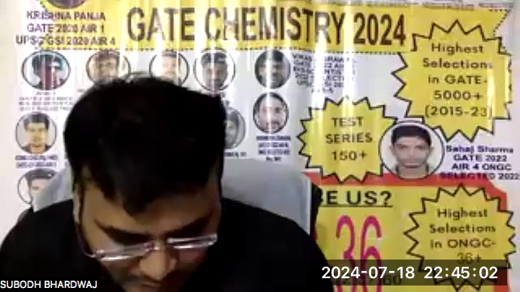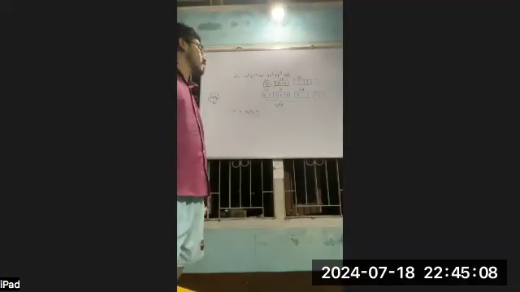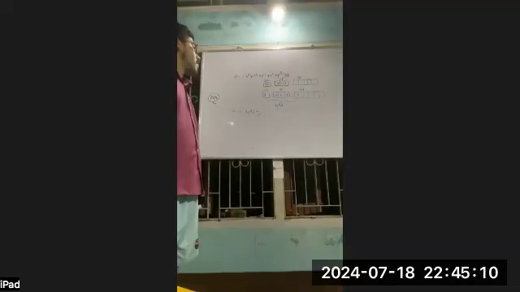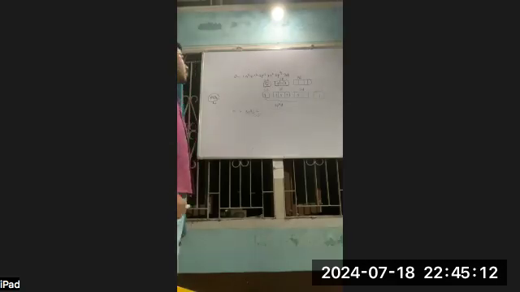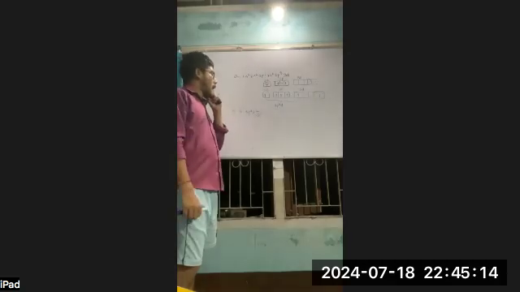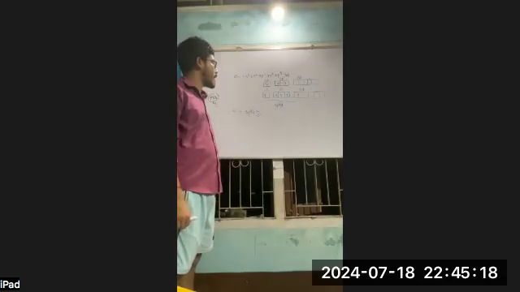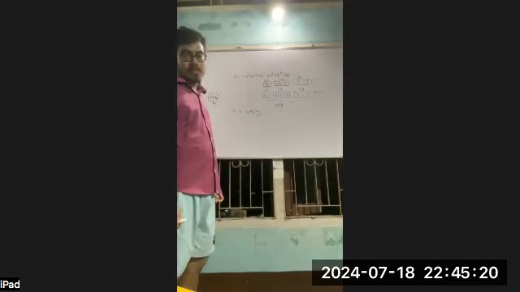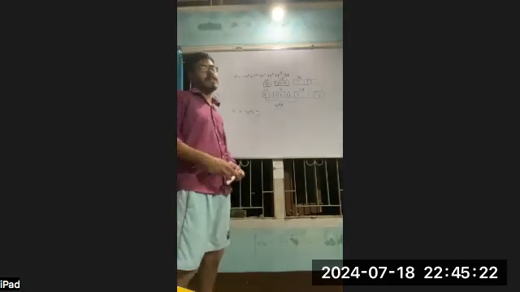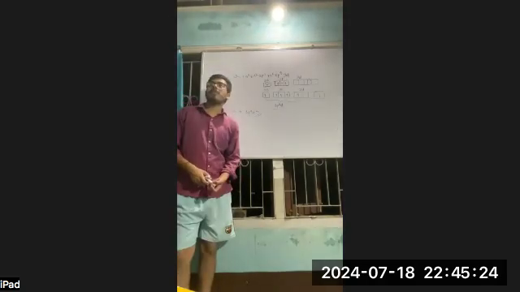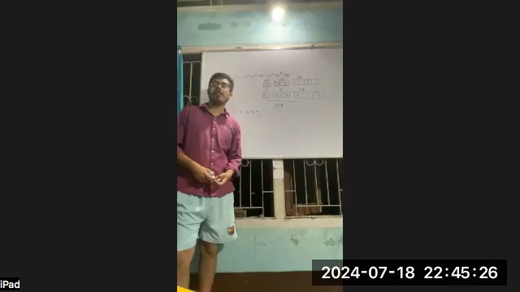Any limitation of hybridization? From hybridization, we know the exact geometry, but the exact shape we cannot predict. So the exact shape of the molecule, I have to check their limitations again.